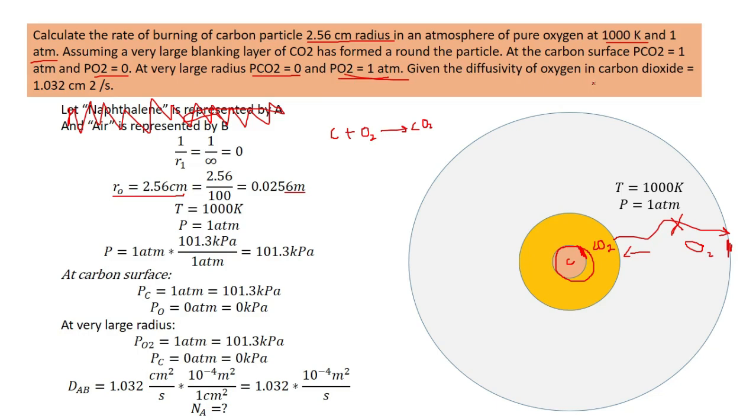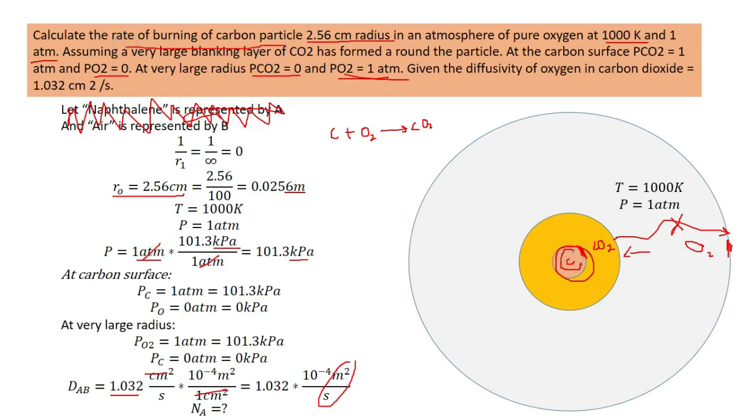Given the diffusivity of oxygen in carbon dioxide, DAB is 1.032 centimeter square per second. Remember that 1 centimeter square is equal to 10 raised to power minus 4 meter square. This centimeter square will cancel with this centimeter square, and you will get your answer in meter square per second. Everything is given to you. I have converted the atm into kPa. 1 atm is equal to 101.3 kPa, this atm will be cancelled and you will get your answer in kPa. You have to find the rate of burning of the carbon particle.